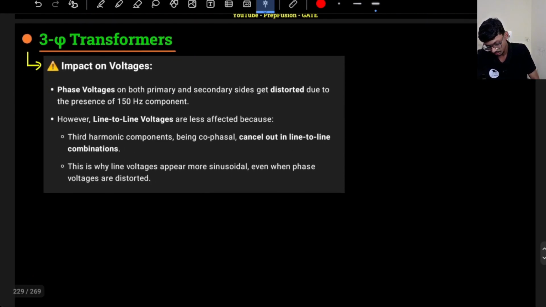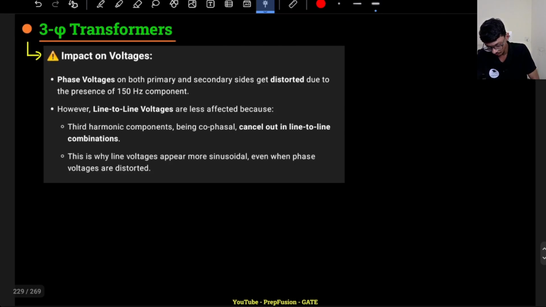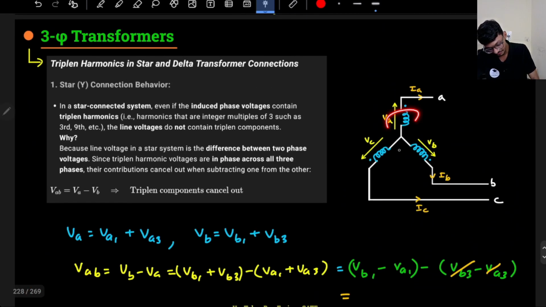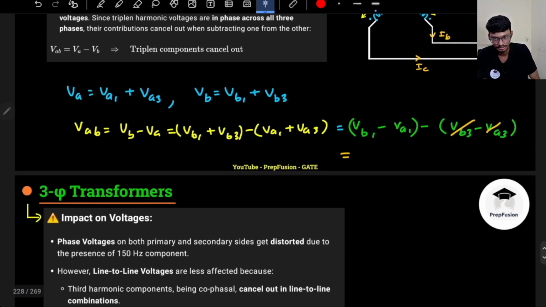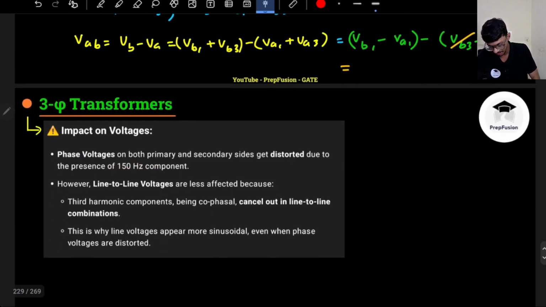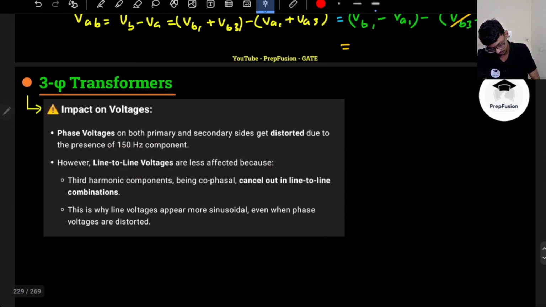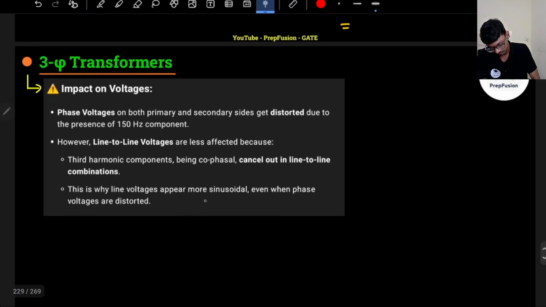So the phase voltages on both primary and secondary sides get distorted due to the presence of the 150 hertz component. Even though the phase voltages get distorted in a star connection, the line voltages will be less affected. This is why in the star connection the line voltages appear more sinusoidal.